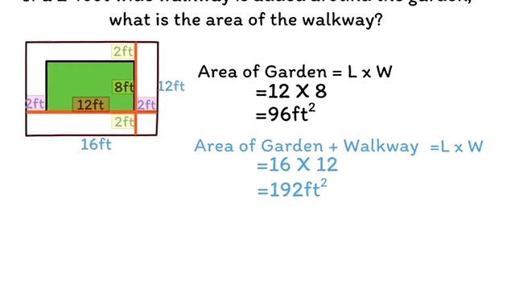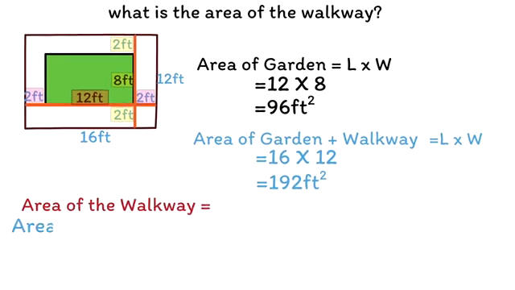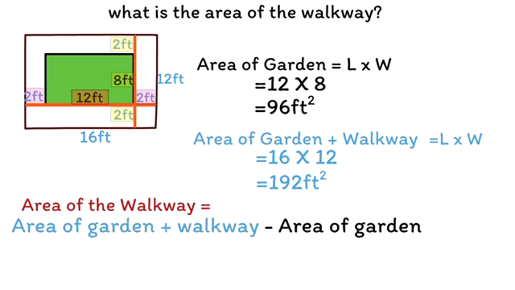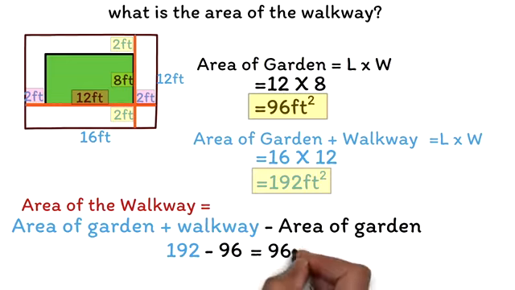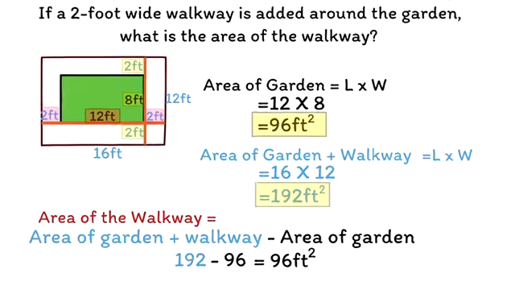Now the area of the walkway alone is equal to the area of the garden plus the walkway, minus area of the garden. Substitute the value for the area of the garden plus the walkway, which is 192, and the area of the garden, which is 96. Subtract 96 from 192, and this will give 96 feet squared as the area of the walkway.